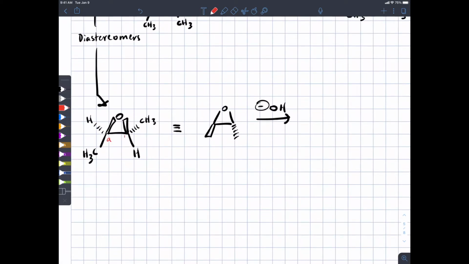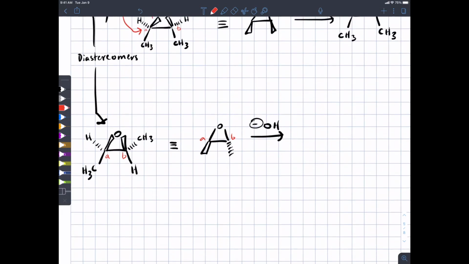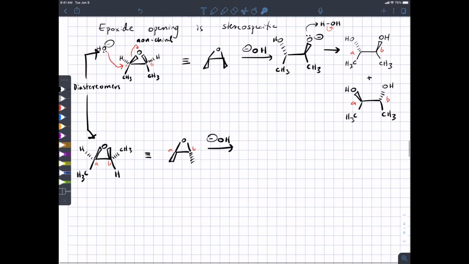Again, in our starting material, we have carbons A and B. A and B are identical in this starting material as well, but not for the same reason. Because actually, if you take a hold of that oxygen and twist the molecule around 180 degrees, this methyl group becomes that methyl group. It has what's called axial or C2 symmetry.